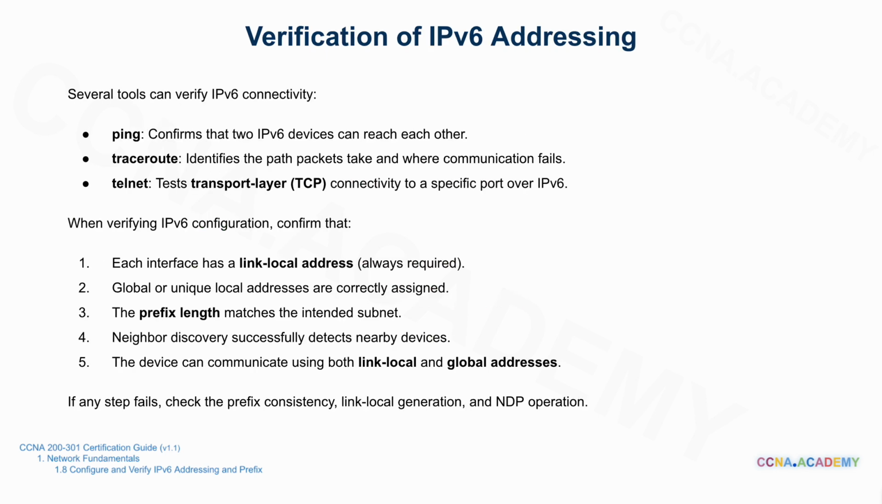To check IPv6 configuration, use ping to test reachability, traceroute to trace the path, or telnet to test a specific TCP port over IPv6. Make sure each interface has a link local address, that global prefixes are correct, and that neighbor discovery works properly. If communication fails, double-check the prefix, link local address generation, and NDP operation.